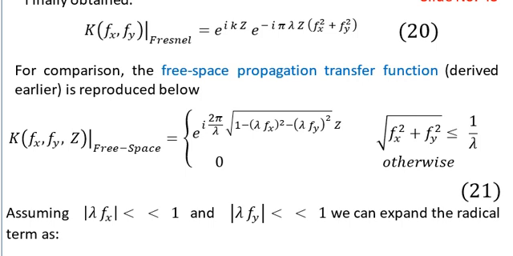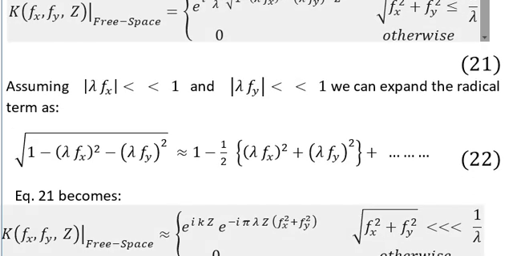We can expand the radical term, that is the term within the square root, 1 minus lambda fx square minus lambda fy square. So finally we obtain equation number 22. In equation number 22, the square root of 1 minus lambda fx square minus lambda fy square on the left hand side is approximately equal to the first two terms indicated on the right hand side, that is 1 minus half, within the curly bracket lambda fx whole square plus lambda fy whole square, and so on. The other terms are not shown.